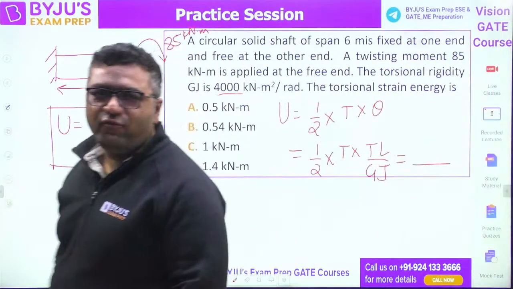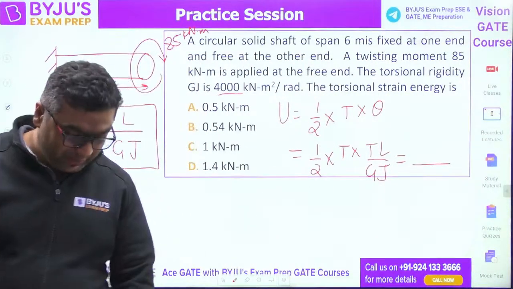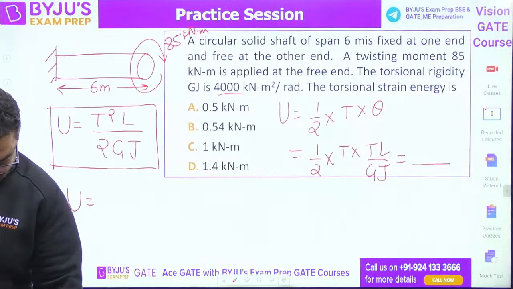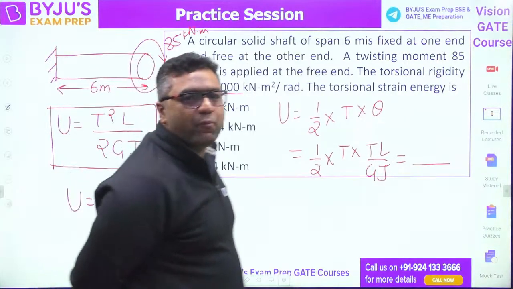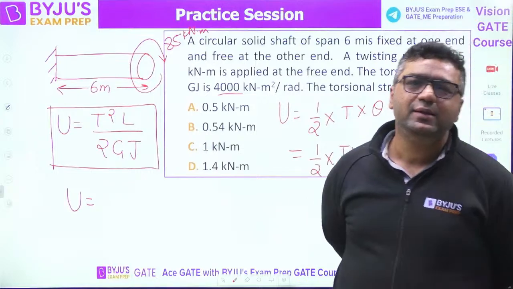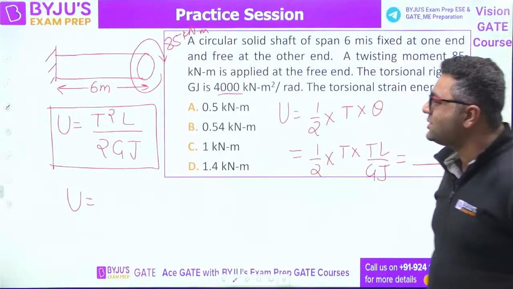Okay, so 0.54 Rohan is saying. What about others? What are the others saying, brother? 0.54 is coming, or something else is coming? Rohan has given the answer as 0.54. What about others?